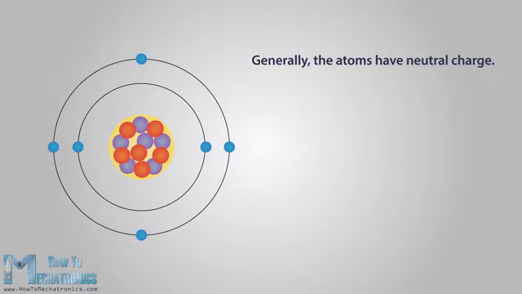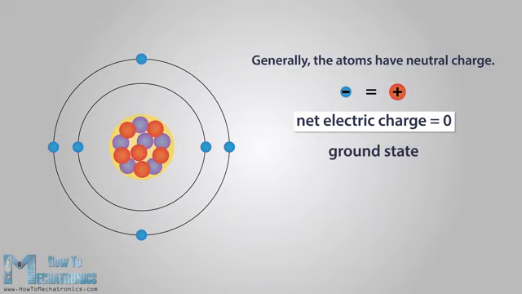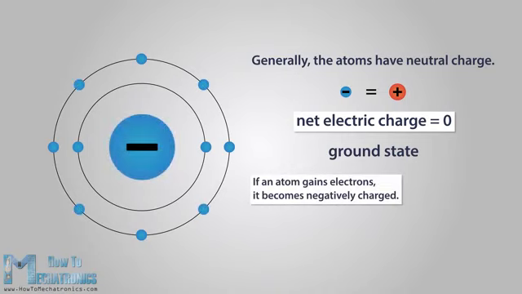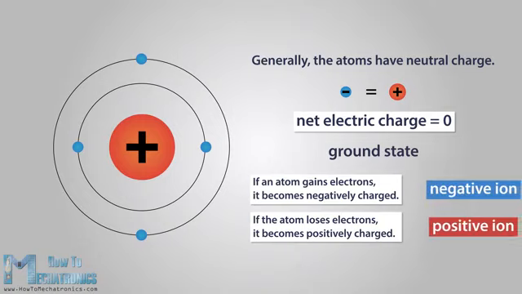Generally, atoms have a neutral charge, which means that they have the same number of electrons and protons. In other words, they have a net electric charge equal to 0. This is the lowest possible energy level of the atom, or the so-called ground state. However, we can change the atom's charge by causing it to gain or lose electrons. If an atom gains electrons, it becomes negatively charged, and conversely, if the atom loses electrons, it becomes positively charged. A charged atom is called a positive or negative ion.